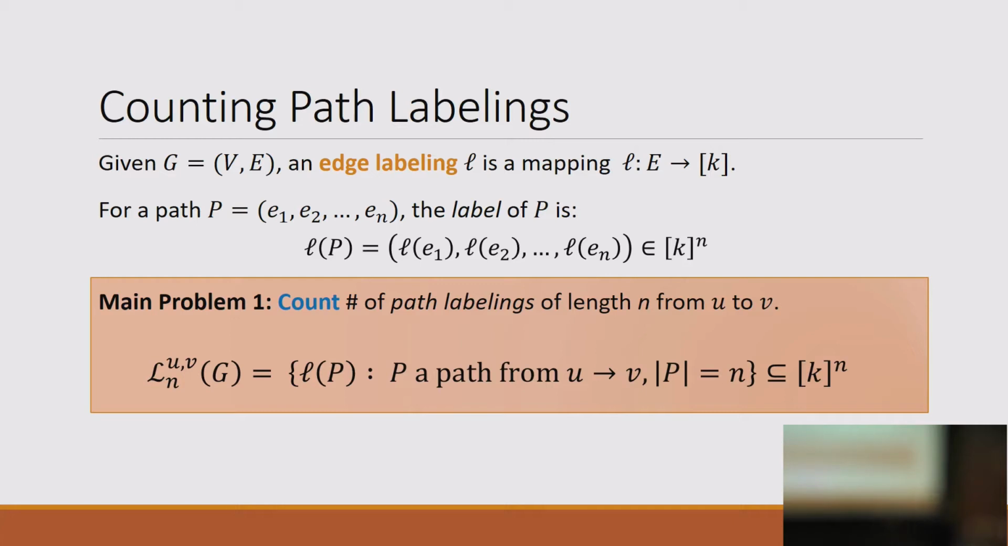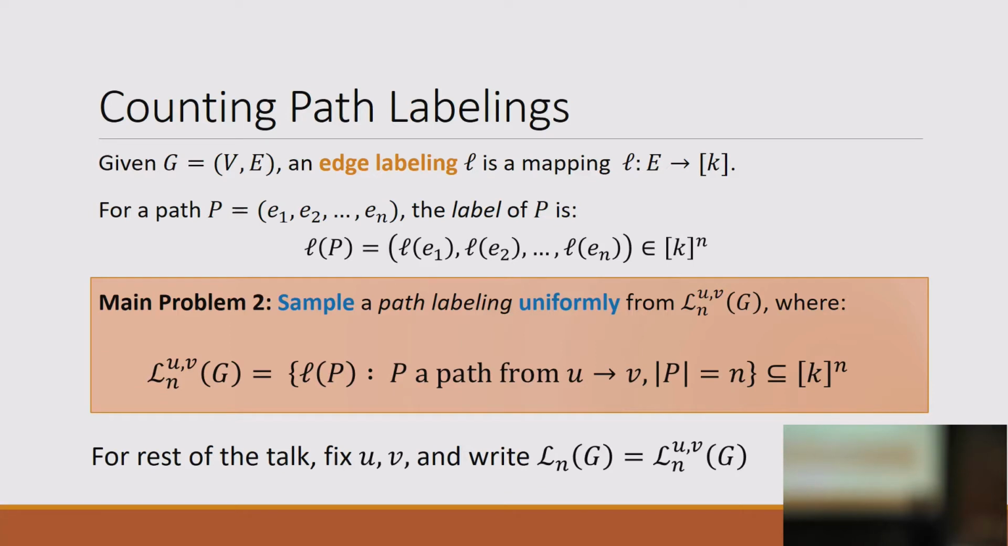And note this is different from counting paths because, as we'll see, two paths in the graph can have the same labeling. And we only want to count that labeling once. And so a very intimately related problem is the problem of sampling a path uniformly at random from this set. And we'll see why they're very closely related. And so these are the two problems that we're going to talk about in this talk.